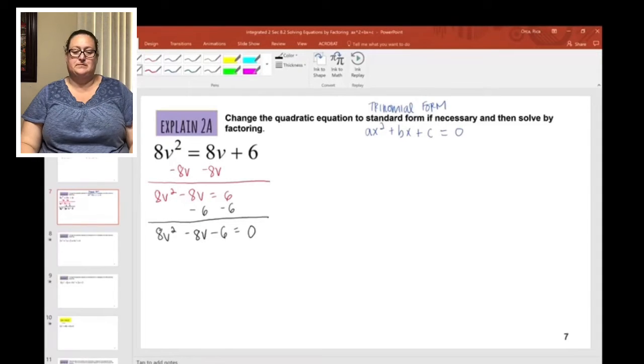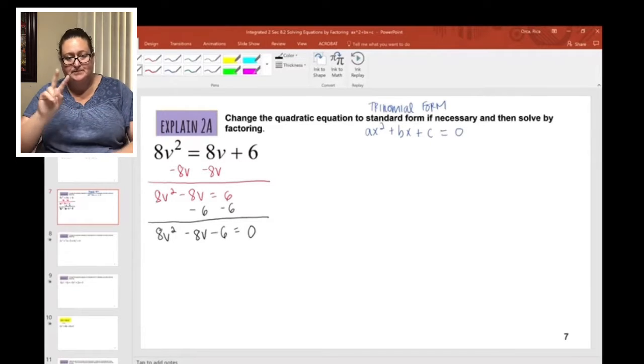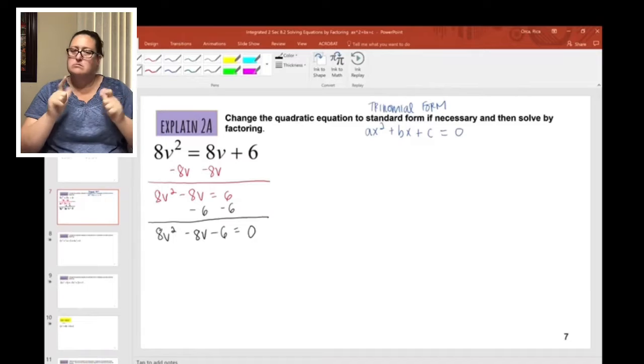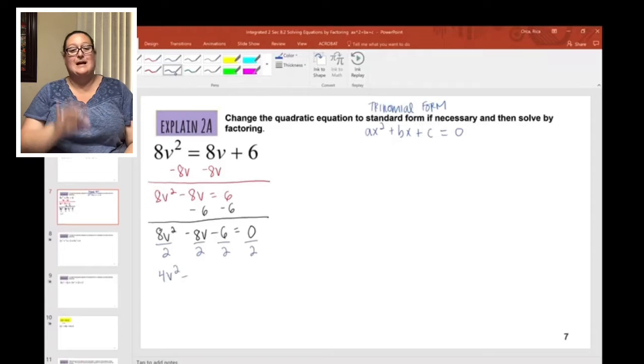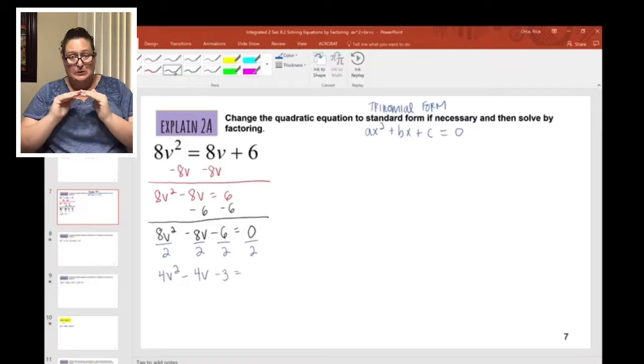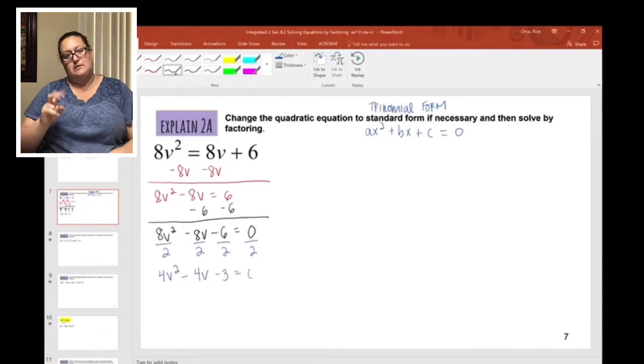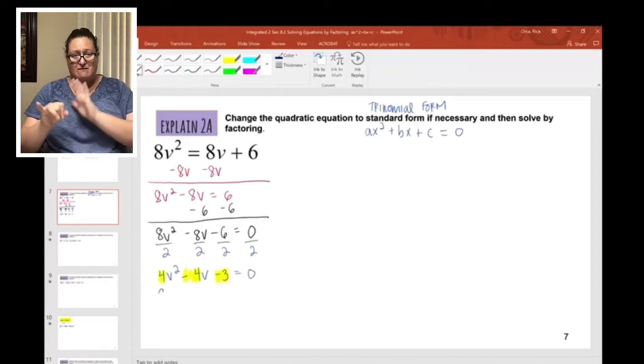Notice how all three numbers are divisible by 2. To make this equation a little easier to solve, let's divide everything by 2. Eight divided by 2 is 4. 8 divided by 2 again is 4. And negative 6 divided by 2 is negative 3. 0 divided by 2 is 0. So I changed the equation so that the numbers are easier to work with. Now let's identify a, b, and c. A is 4, b is negative 4, c is negative 3.